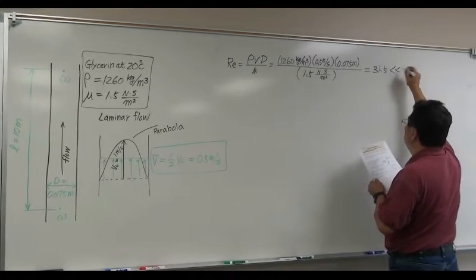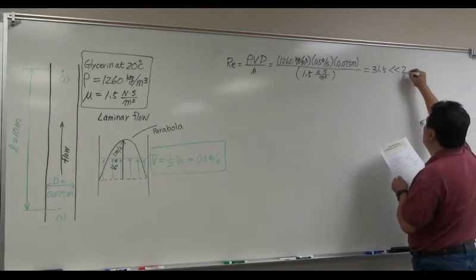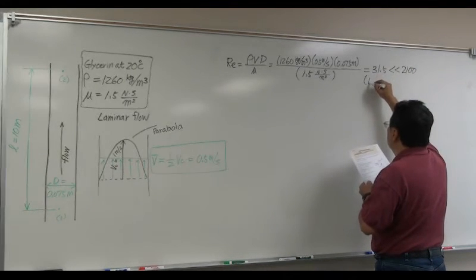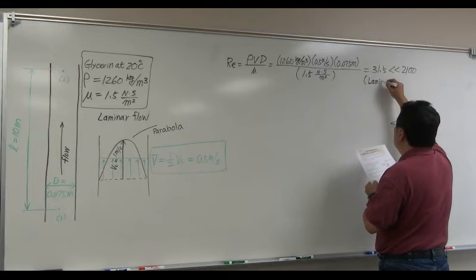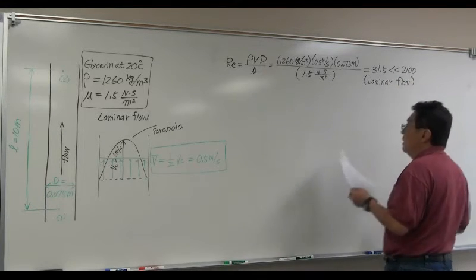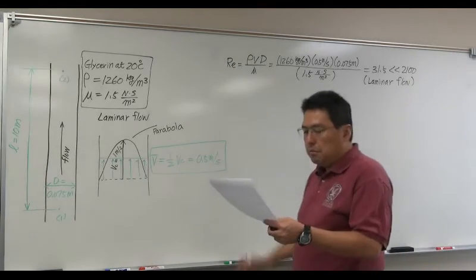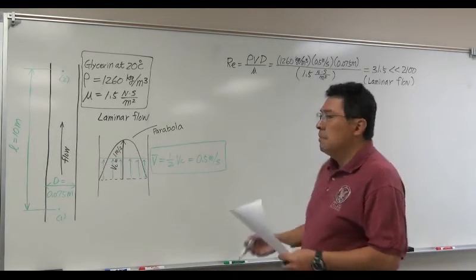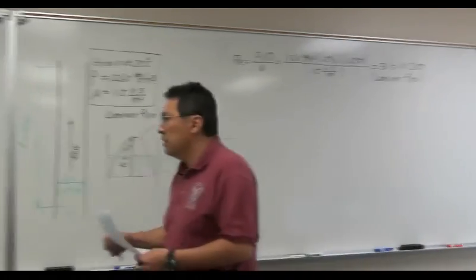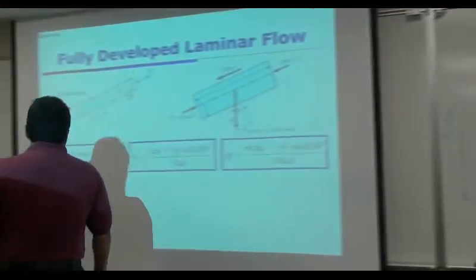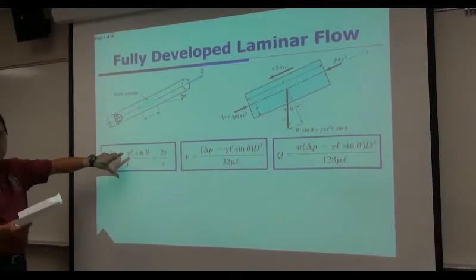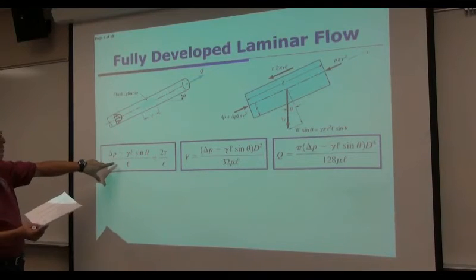Whoa, this is a really low Reynolds number. Much less than 2100, so definitely this is laminar flow. Okay, that's good. So we are going to employ the laminar flow analytical solution. Let's go back to the previous page and take a look at the 3 equations given here for the analytical solution of laminar flow.